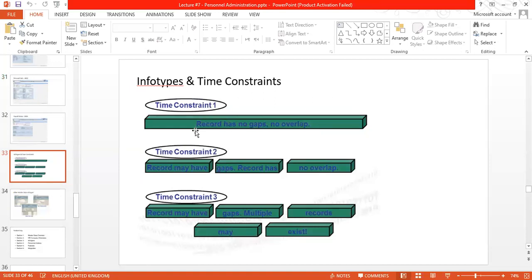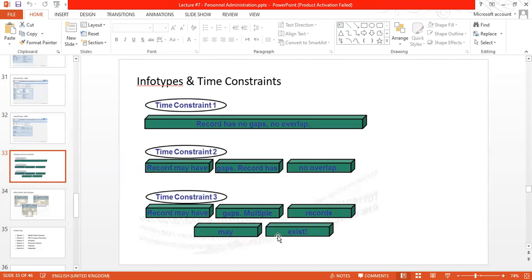Time constraints can be multiple, and they have multiple categories like record has no gaps, no overlap. Putting it into an example would be like schooling or university. Like schooling, every grade you get promoted to will have no gaps. Time constraint two: records may have gaps, record has no overlap. For example, enrolling for a bachelor's and spending 4 years, but there will be a gap between master's and bachelor's, which is acceptable. But it cannot overlap. You cannot do a master's with a bachelor's at the same time.